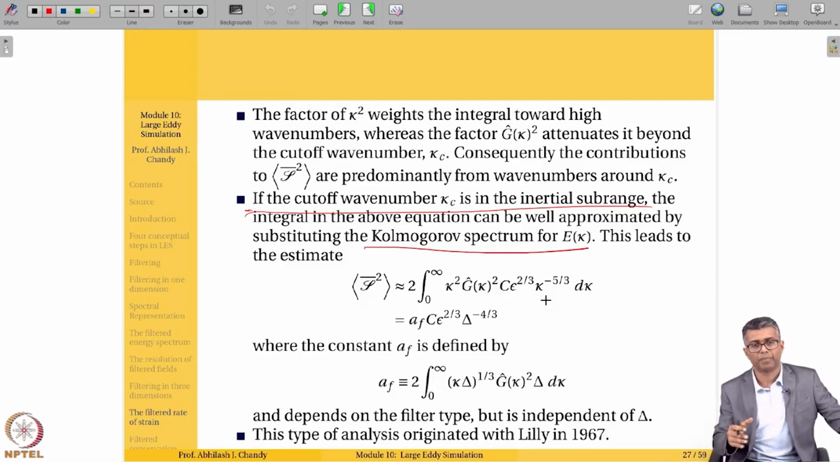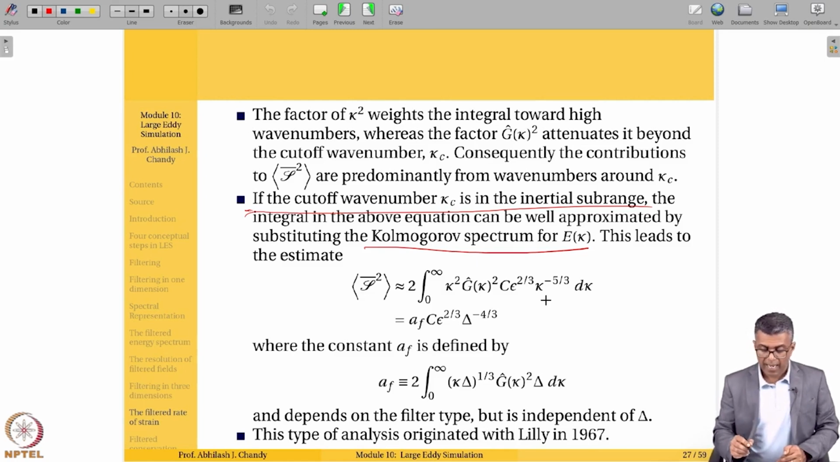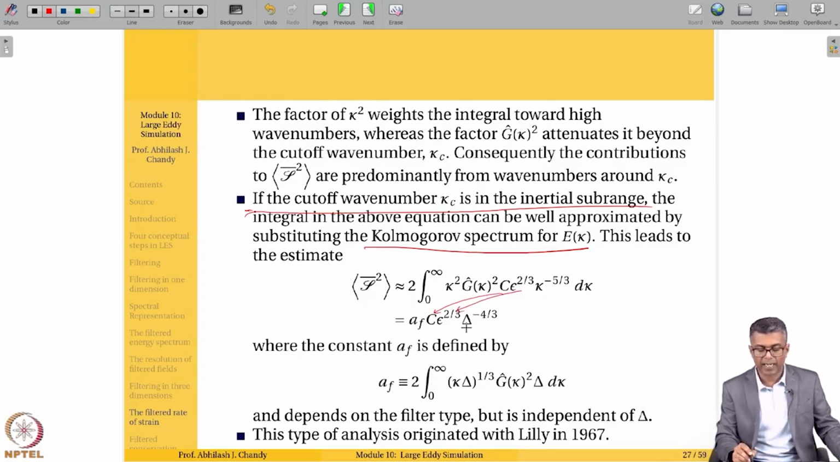And here is where I am invoking some algebraic manipulation. I will take C epsilon to the 2/3 like this, and look at what I've done here: I have delta to the negative 4/3. The reason I did that is you brought in a new function AF, and I'll come to that in a bit. I'm defining that AF as 2 times the integral from 0 to infinity of kappa delta to the 1/3 G of kappa squared delta d kappa. Now this is my motivation for doing it.